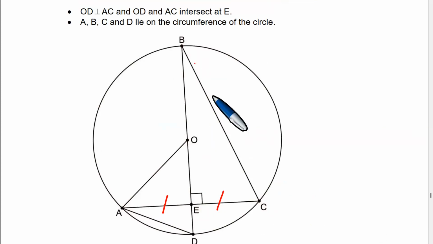We can start, if we want, by saying BC squared. Normally we start with the hypotenuse. And we say then BC squared is equal to what? BC squared is equal to the sum of the squares of the other two sides, is the Pythagoras theorem. So BC squared is equal to BE squared plus EC squared.